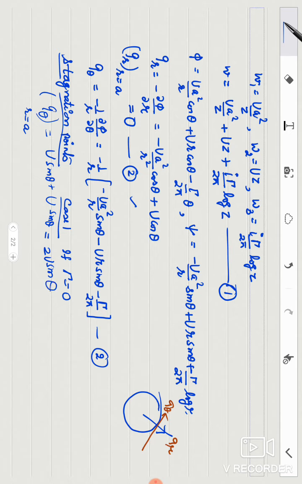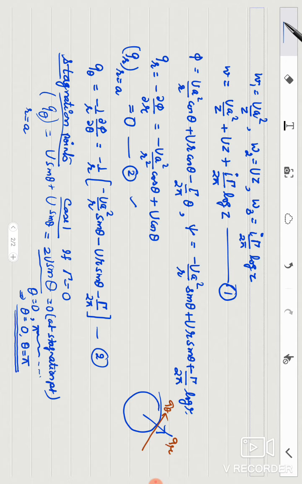Now what will be the stagnation points? When it is 0, QR is already 0. So it is 0 at a stagnation point. So this means sin theta is 0 at a stagnation point. This implies theta is 0 and pi at a stagnation point. So theta is equal to 0 and theta is equal to pi will give you the stagnation points. So these are the stagnation streamlines.